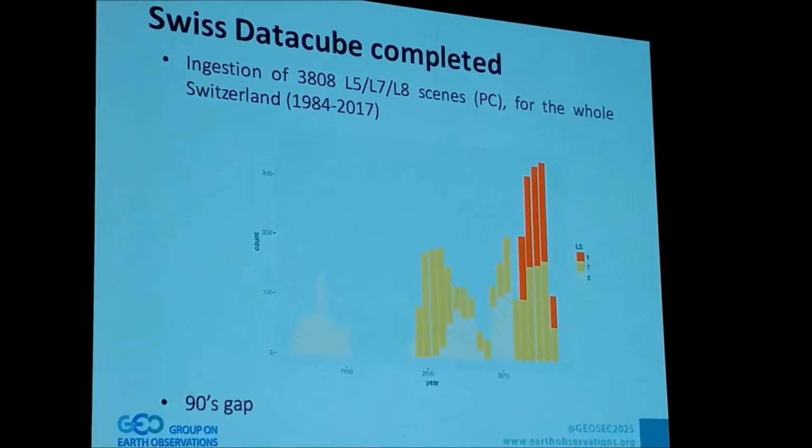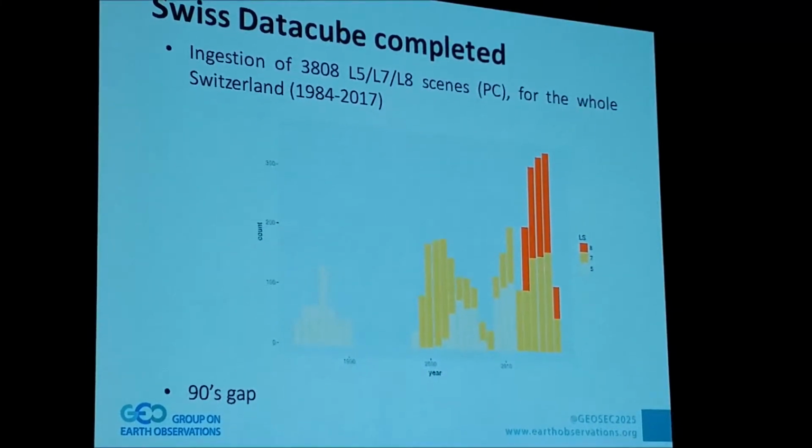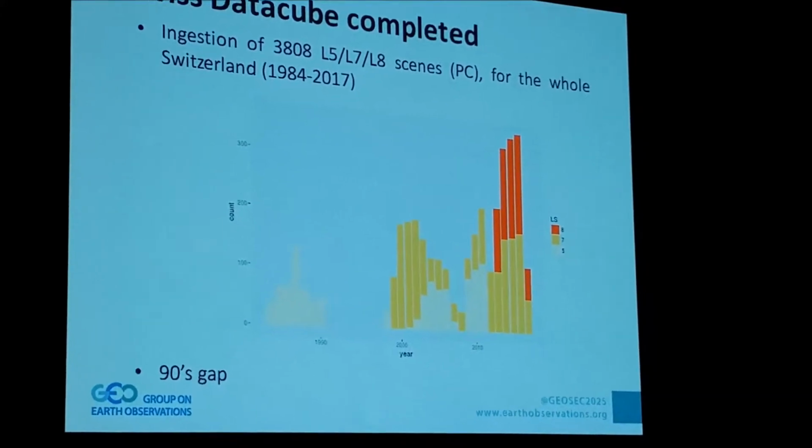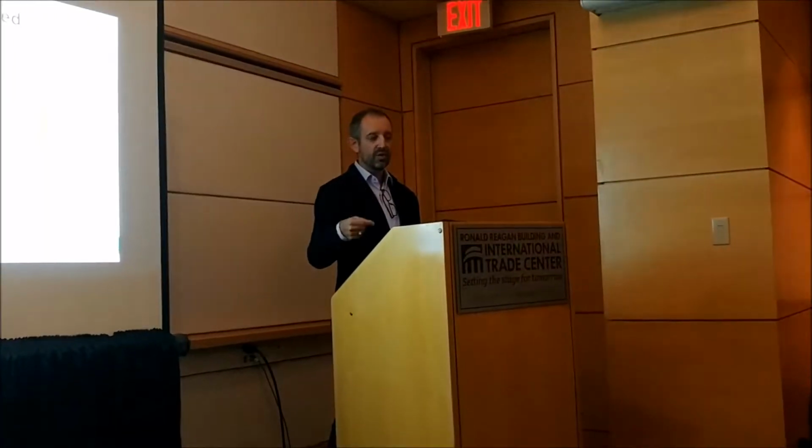So now, until today, the Swiss Data Cube is complete. We have more or less 4,000 scenes, Landsat 5, 7, and 8, covering the country between 1984 and 2017. Now we're setting up an automated procedure so that when we have new data within the archive, we pre-process them and ingest them automatically in the cube so that we have an up-to-date cube as well.